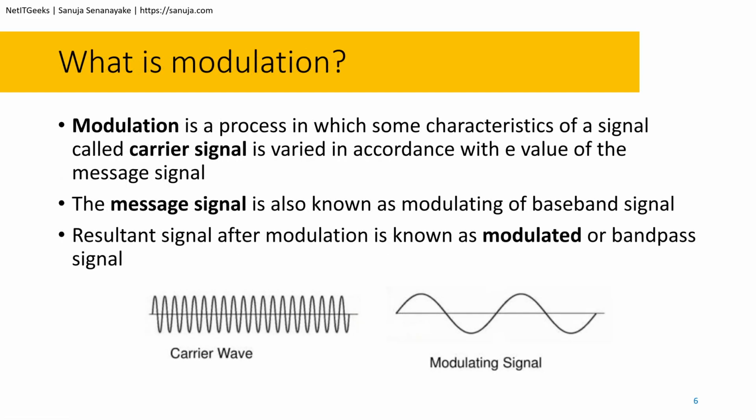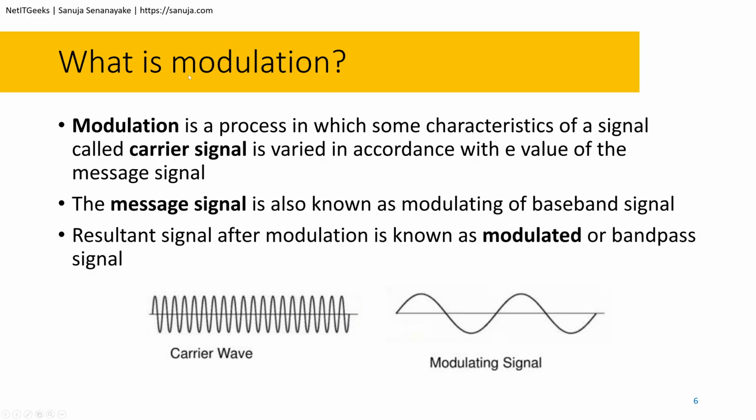What is modulation? I'm introducing to you something called modulation and demodulation. I'm now going to give you a little bit of an in-depth analysis of modulation without giving you any mathematical or physics formulas, so it's easy for you to understand the fundamental concepts at a very high level. Modulation is a process in which some characteristic of a signal, called the carrier signal, is varied in accordance with the value of the message signal. That's the definition of modulation.